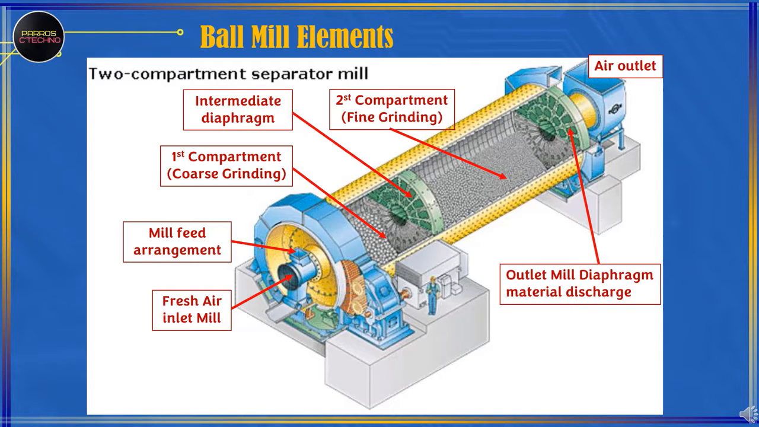The outlet mill diaphragm and material discharge serve to prevent the steel balls from coming out of the mill, and to drain fine material through the diaphragm hole slot. Material is fed into the mill through the inlet hole. The fresh air inlet adjusts the volume of air into the mill, using a damper. The air outlet is connected to the mill ID fan, to draw air and fine material out of the mill.